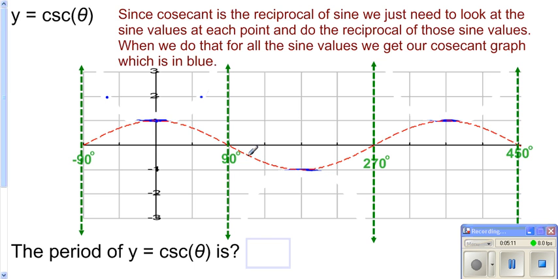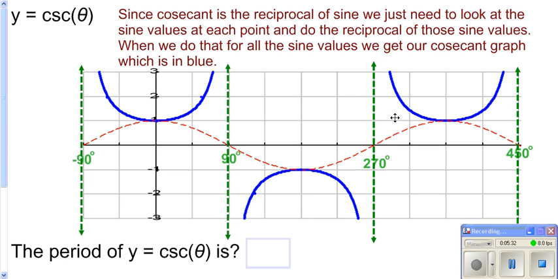Reciprocal of negative 1/2 is negative 2. Reciprocal of your height of negative 1 is negative 1. Reciprocal here of negative 1/2 is negative 2. So when you go ahead and look at this, you end up getting the same basic shape that we had on the previous slide. However, it is just shifted a little bit.